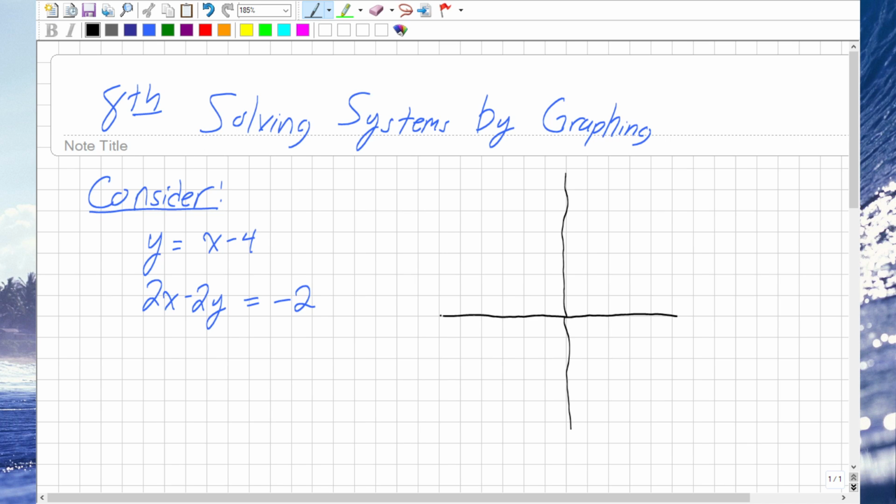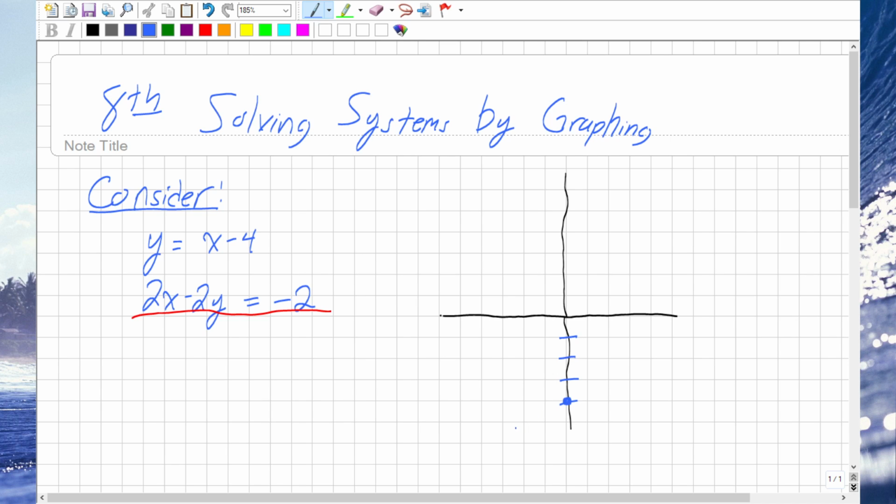And what we're going to do is start off by graphing them in color code. So the first one is going to be blue because it's already in blue. The second one I'm going to do in red. And we're going to do each one at a time. So let's start with blue. Blue is in y is equal to mx plus b format. So we start off at negative 4. So 1, 2, 3, 4, make a dot.